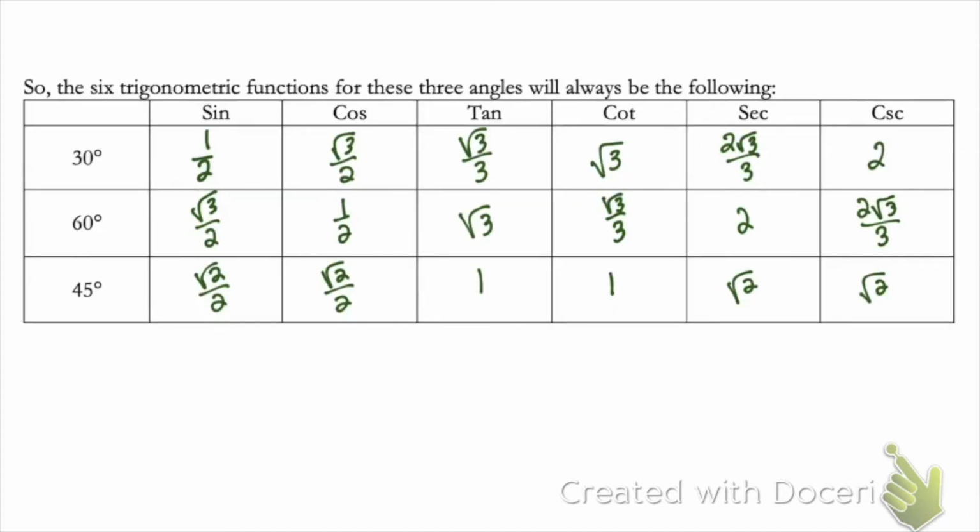Here's a quick reference table for you. We found some of these in the example above. You could find the rest of them on your own, but these are all common functions of 30, 60, and 45 degrees that it might be nice to have in a table.